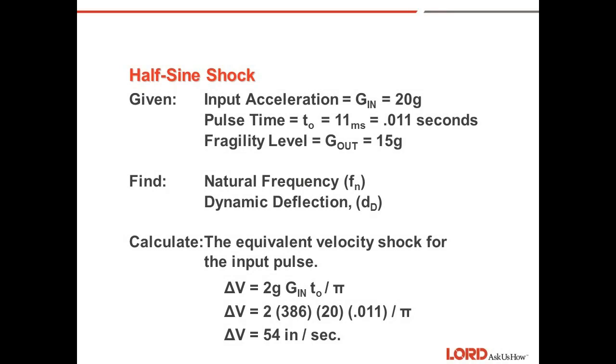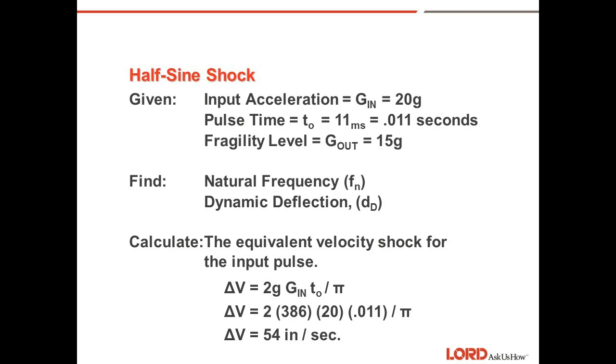Now we would like to go over a half sine shock problem. We were given an input acceleration of 20 G's, half sine pulse. The pulse time is 11 milliseconds, which is 0.011 seconds. The fragility level of the item that's exposed to this shock is 15 G's, or 15 G's out. We would like to find the natural frequency that's required and the dynamic deflection at the isolator once it's exposed to the half sine shock.